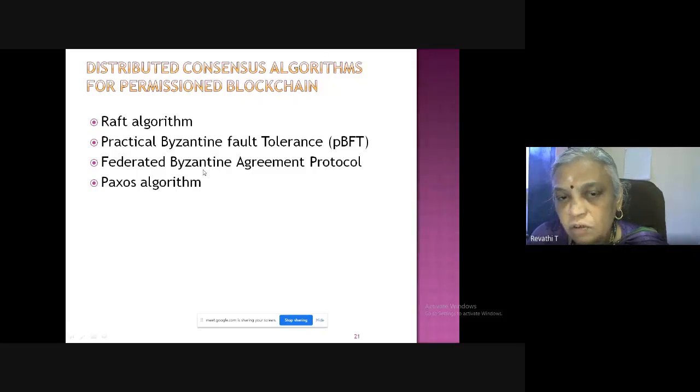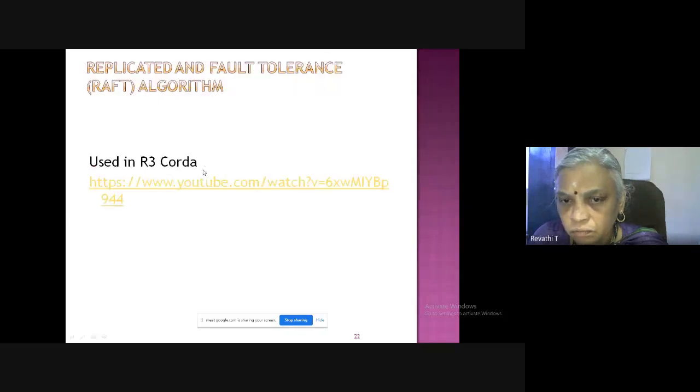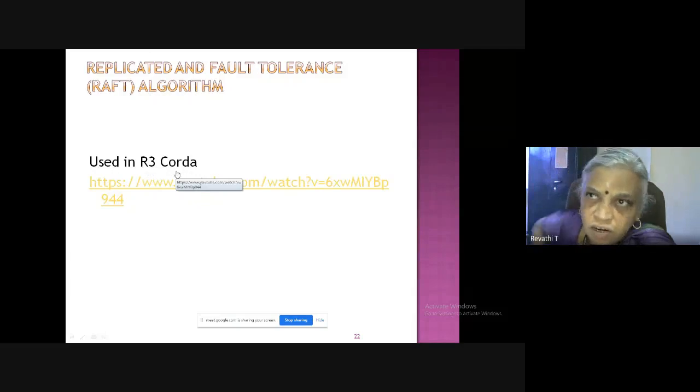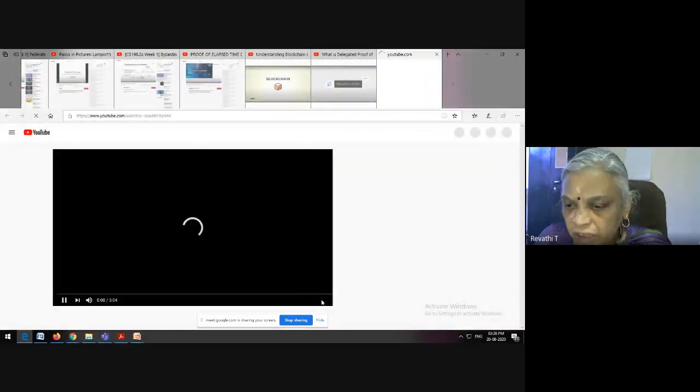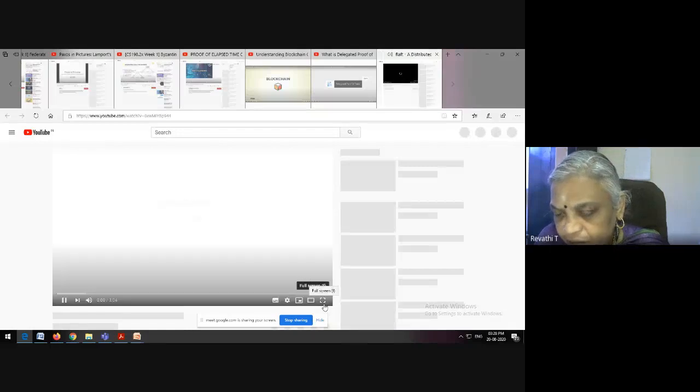So the first one is what's called the Raft algorithm. Raft means replicated and fault tolerant. As a measure of fault tolerance, a number of replicas or copies will also be maintained, and Byzantine faults will also be taken into account. This is one of the protocols used by another blockchain platform called R3 Corda. Corda is also an open source platform for blockchain. They are using this Raft algorithm. So now let's see a video for this. I am putting the video because they are clearly showing this diagrammatically.